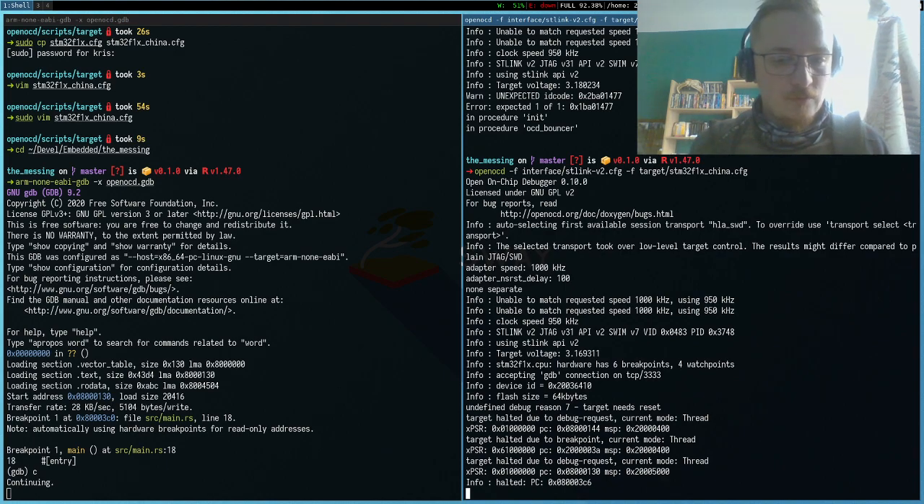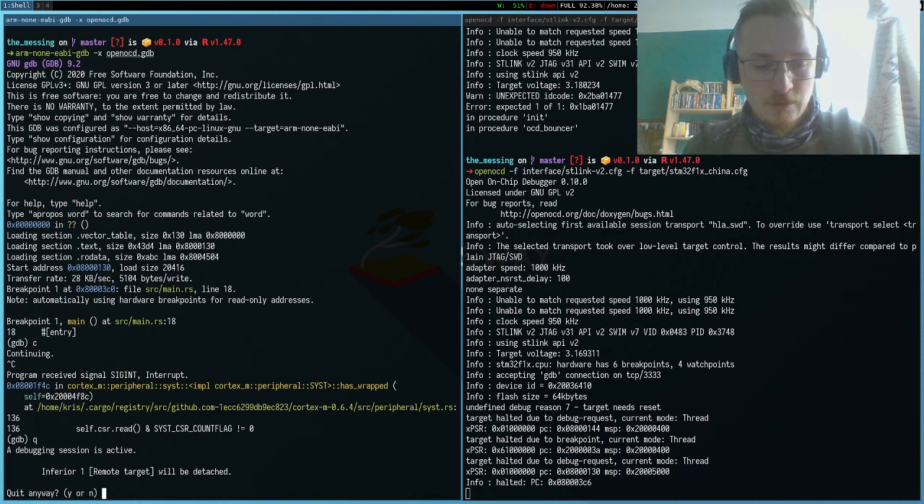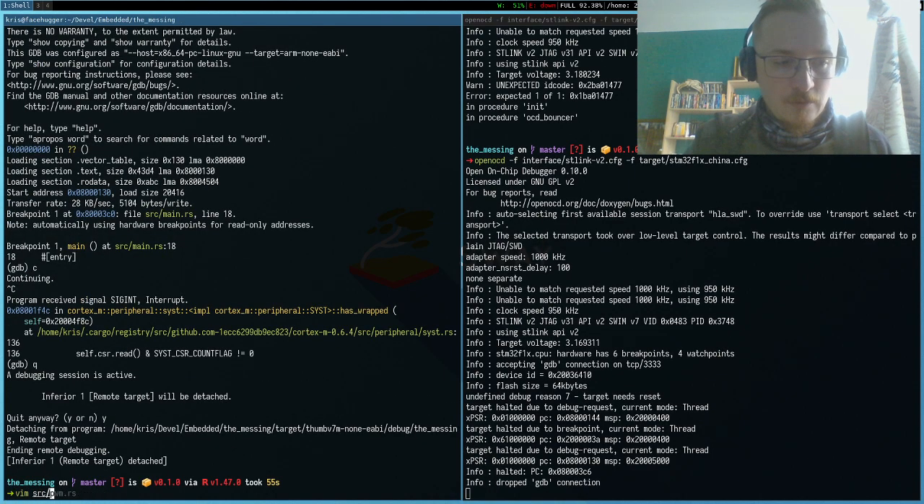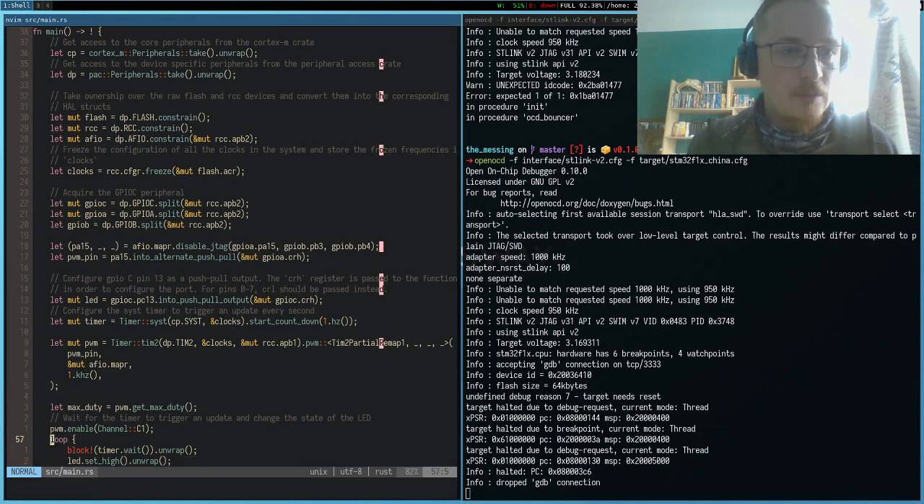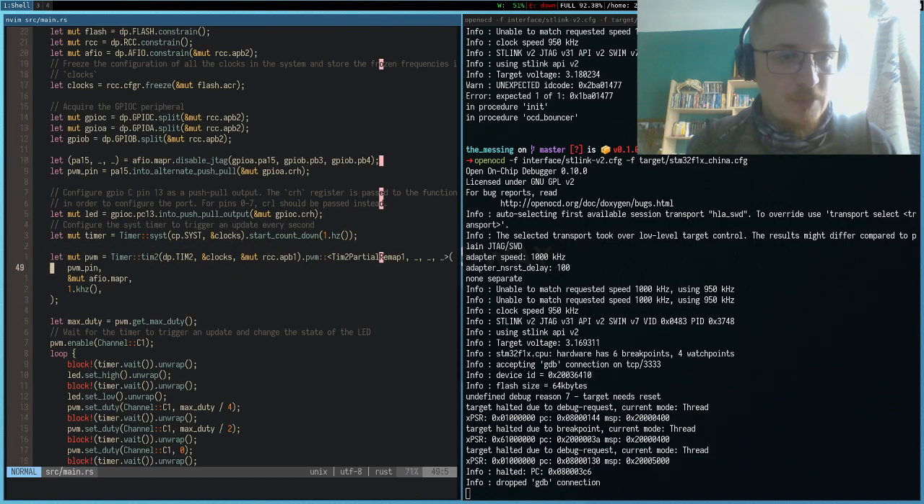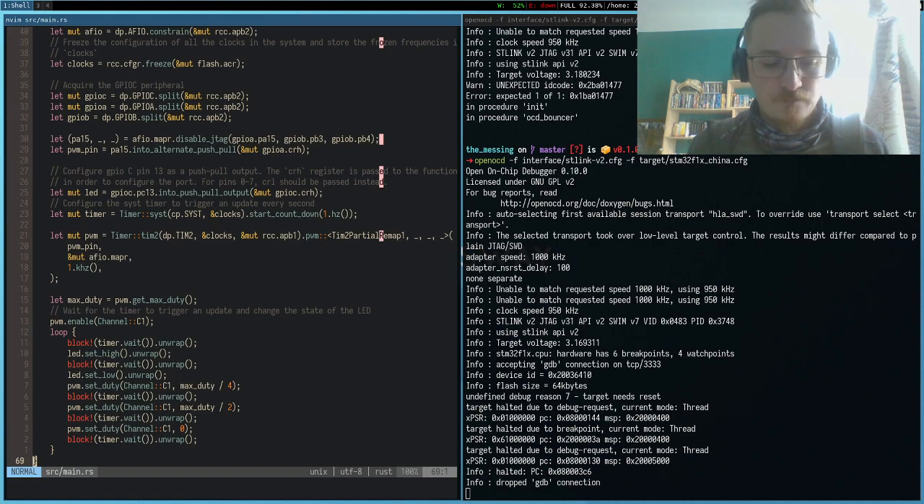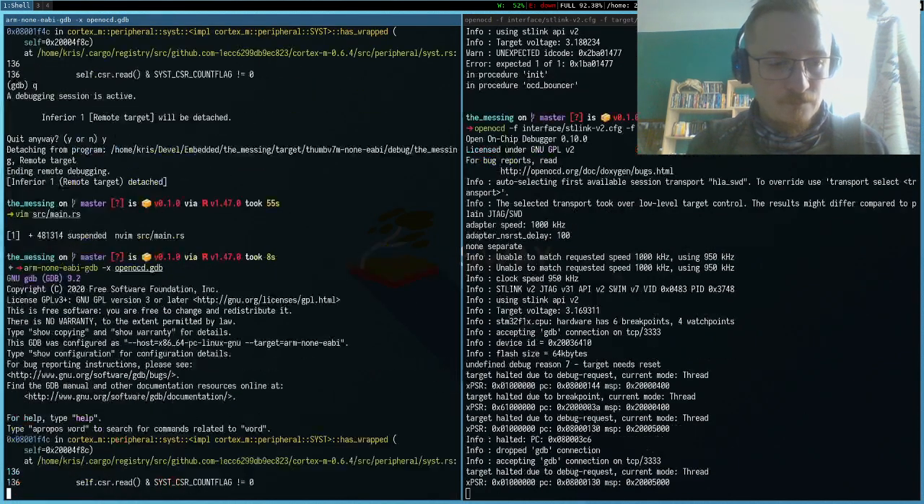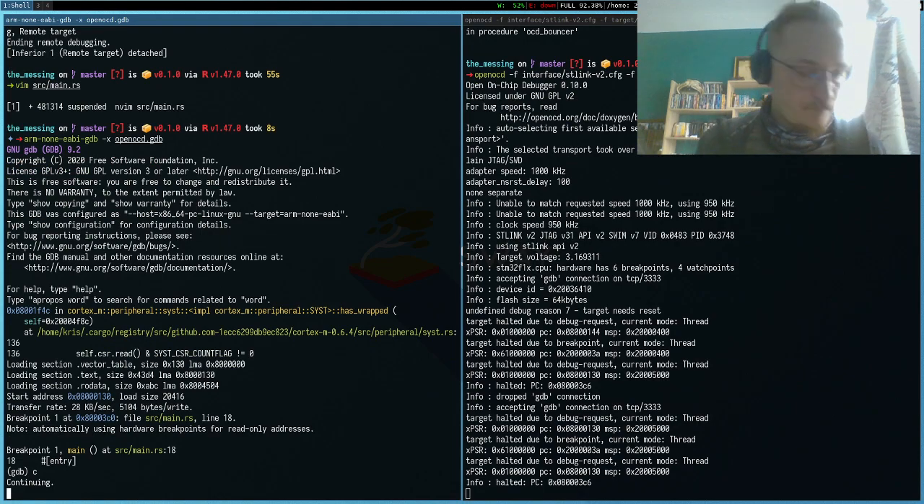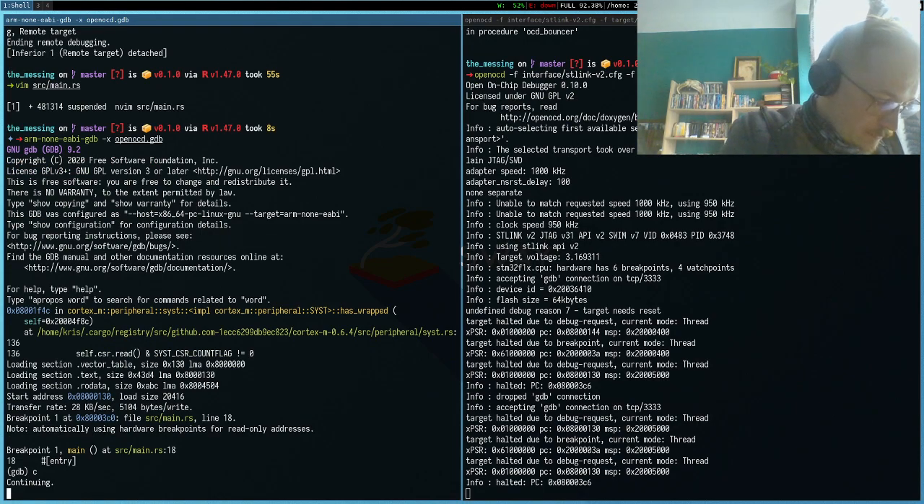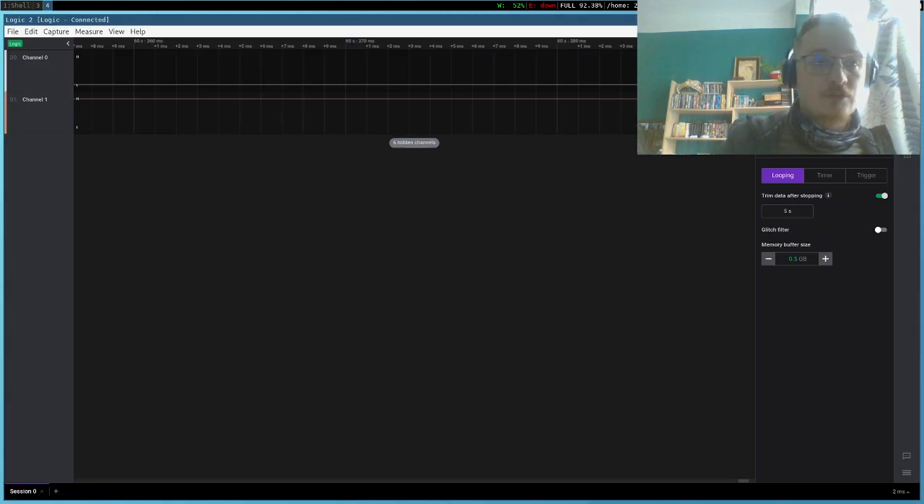And actually, we have the PWM signal on the port PA15. So channel 0 is the PA15.